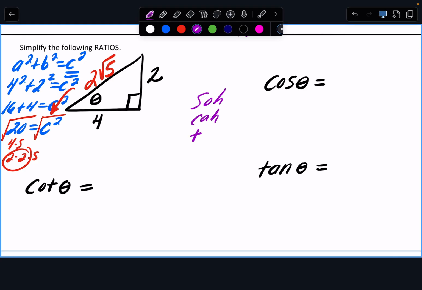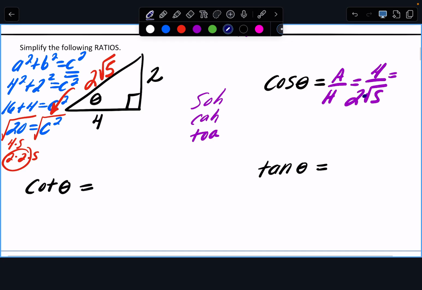So, TOA, just so I have it right there. So cosine is adjacent over hypotenuse. My adjacent side is 4. My hypotenuse is 2 square roots of 5. Before you do anything, simplify anything that simplifies. We're allowed to divide across multiplication signs.